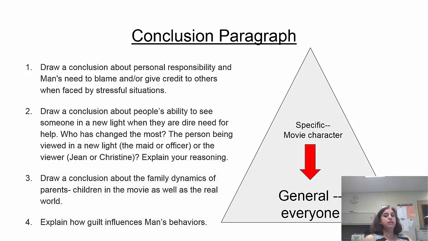Number 3, depending on which parent-child relationship you pick, once again, you'd look at the specific characters, either Graham and his mom, Officer Ryan and his dad, or Dory and her dad, and then take it in general to family dynamics, parent-child relationships in general.